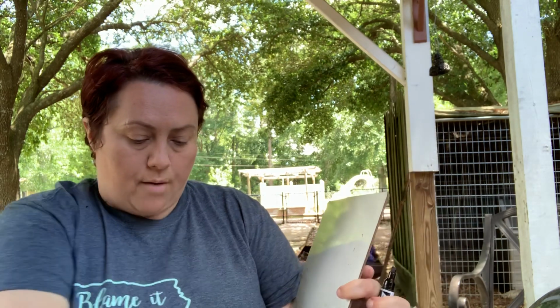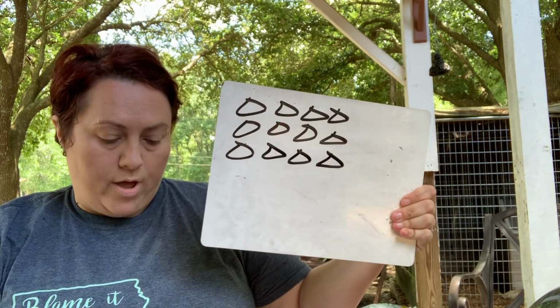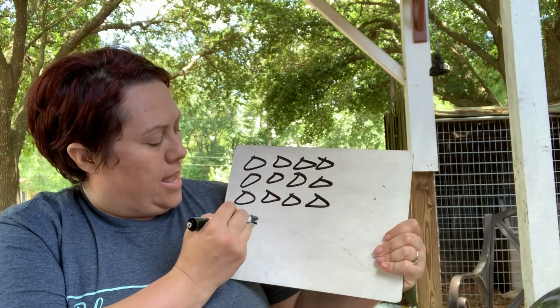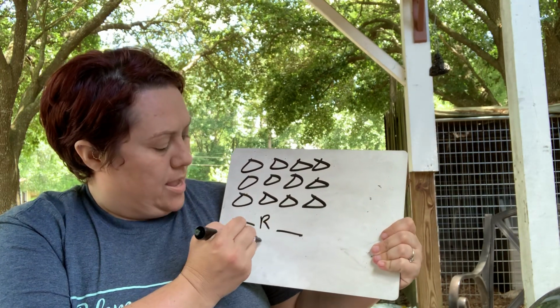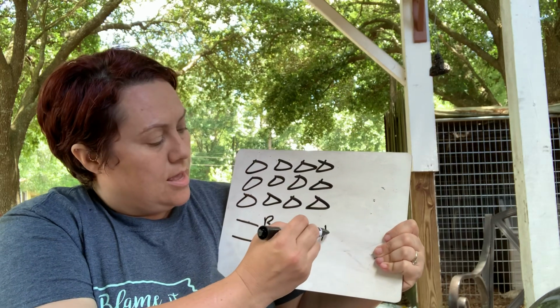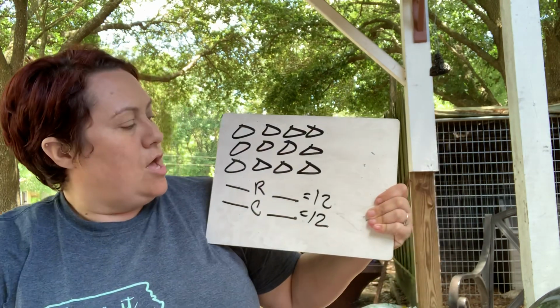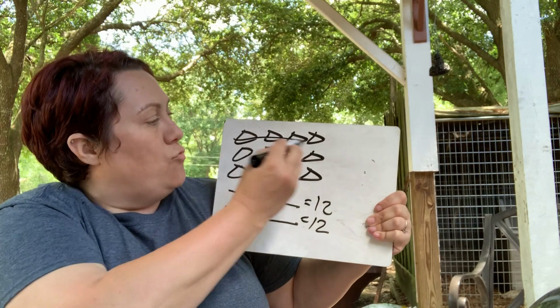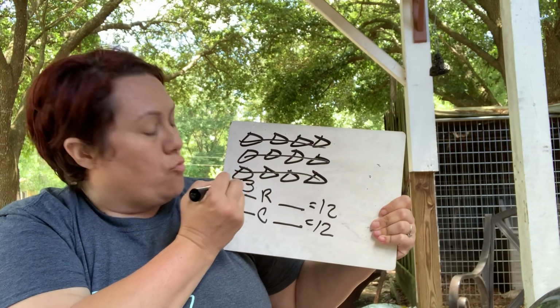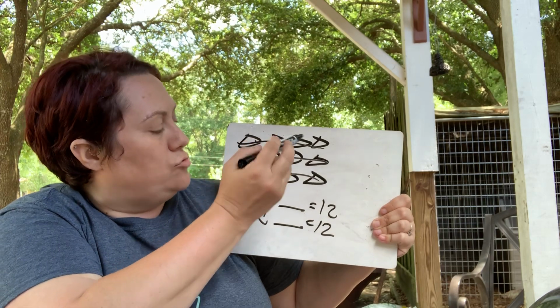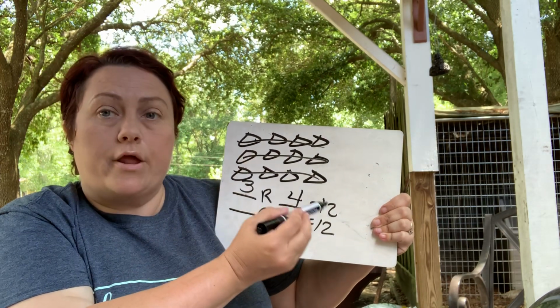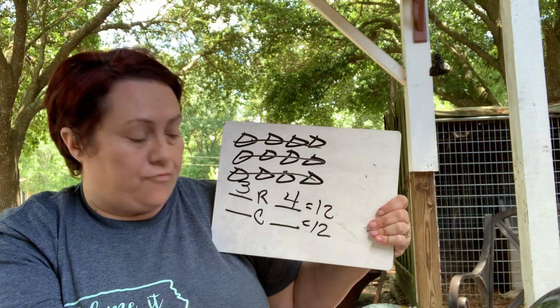All right, our third problem. Okay, we have an array of triangles, and it says blank rows of blank, blank columns of blank equals 12. So rows go what? Across. We have 1 row, 2 row, 3 rows. How many in each? 1, 2, 3, 4. 3 rows of 4 equals 12, because that would be 4 plus 4 plus 4.